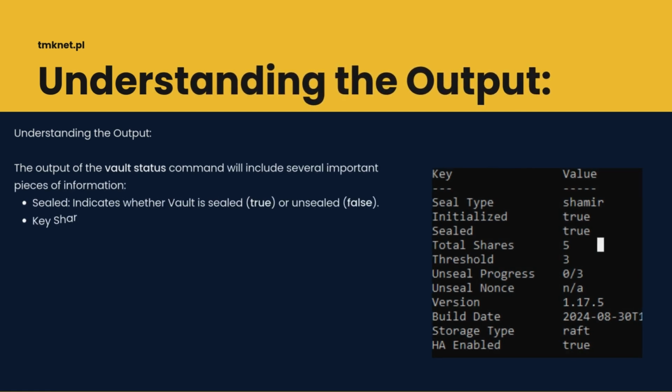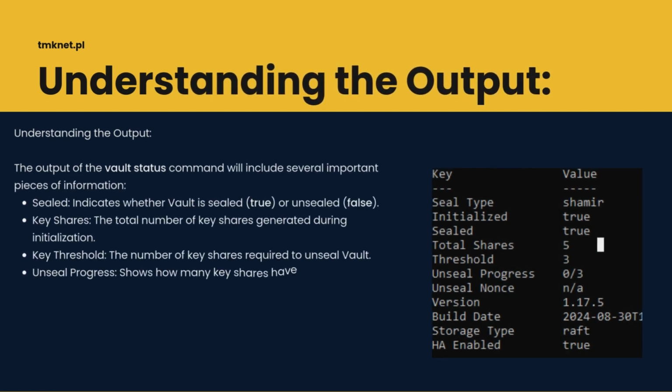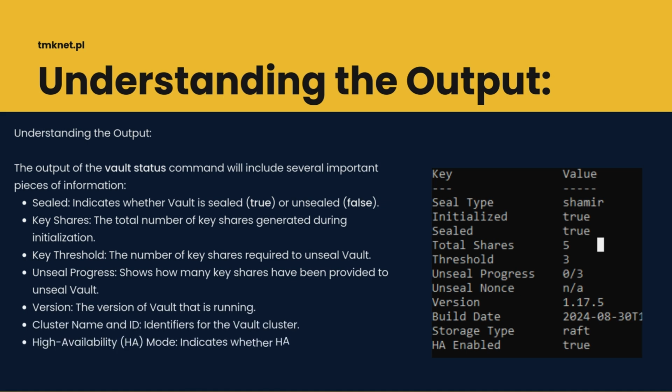Understanding the output. The output of the vault status command will include several important pieces of information. Sealed indicates whether Vault is sealed, true, or unsealed, false. Key shares, the total number of key shares generated during initialization. Key threshold, the number of key shares required to unseal Vault. Unseal progress, shows how many key shares have been provided to unseal Vault. Version, the version of Vault that is running. Cluster name and ID, identifiers for the Vault cluster. High availability, HA, mode, indicates whether HA mode is enabled.